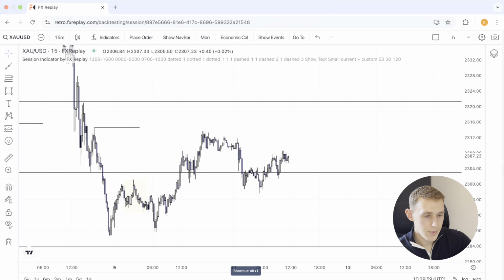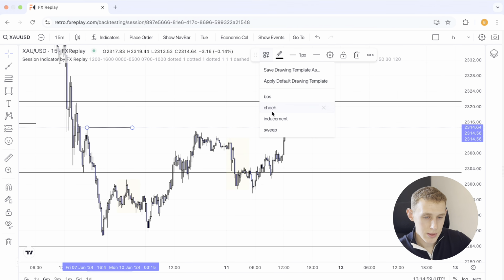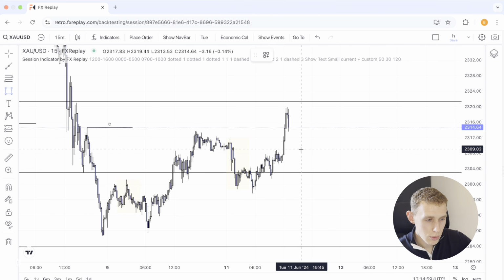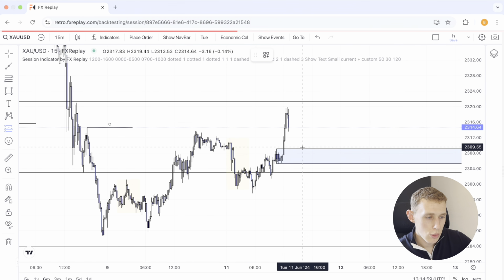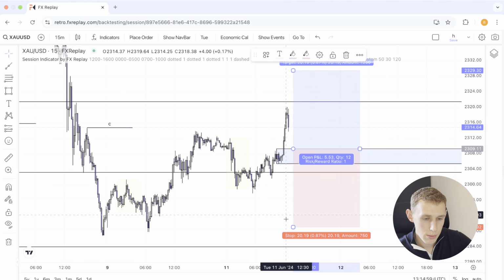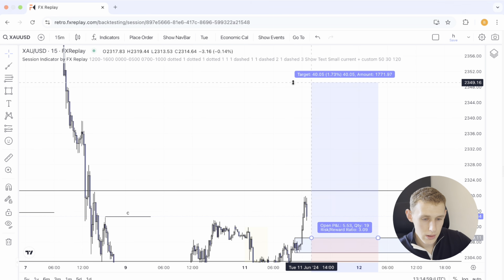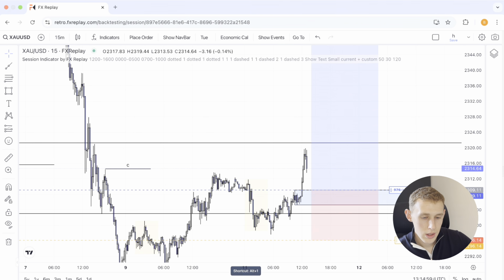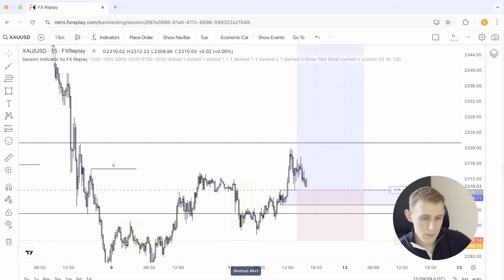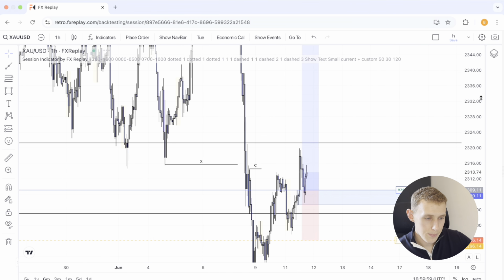Nothing just yet. Right, there we go. So that's what I was waiting for. It also created an area of demand down here. So if we can see a pullback into this, this would be a valid opportunity. Stops just below that low, and then same as always, 1 to 3 TP. There we go, we're tagged in.